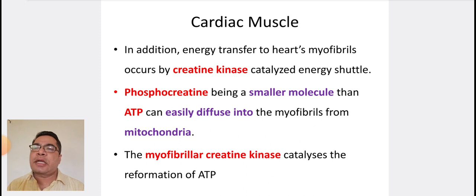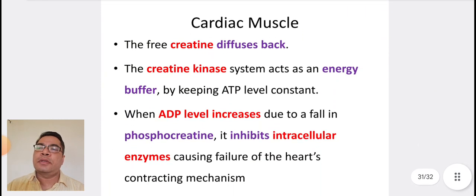In addition, energy transfer to the heart's myofibrils occurs by the creatine kinase catalyzed energy shuttle. The phosphocreatine, being a smaller molecule than ATP, can easily diffuse into the myofibril from mitochondria. The myofibrillar creatine kinase catalyzes the reformation of ATP. The free creatine diffuses back. The creatine kinase system acts as an energy buffer by keeping ATP level constant.